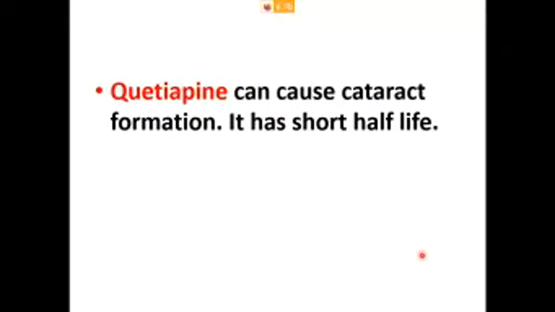Coming to quetiapine, it can cause cataract formation. It has a short half-life. So, the important point to remember is cataract formation. The two psychiatric drugs which can affect your eye are thioridazine and quetiapine. Thioridazine causes retinal pigmentation, retinal damage, and quetiapine can cause your cataract formation.